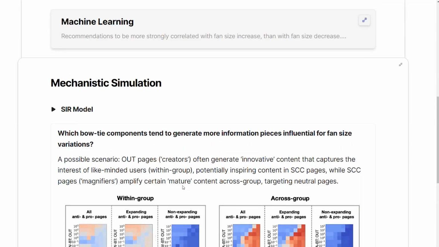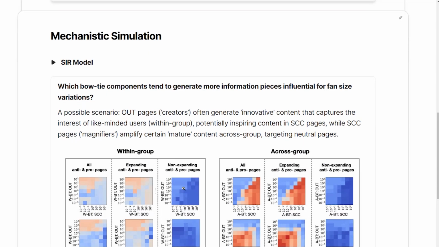The main model here: we simulate the information flowing inside the entire network to be like a virus, and that's why we put an SIAM model there. We borrow it from epidemiology to see whether bow tie components tend to generate more information pieces, maybe compared with other components.